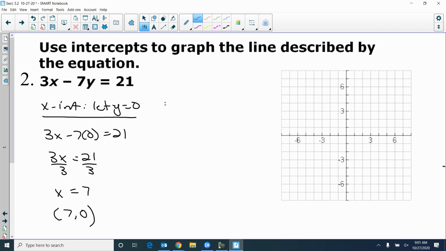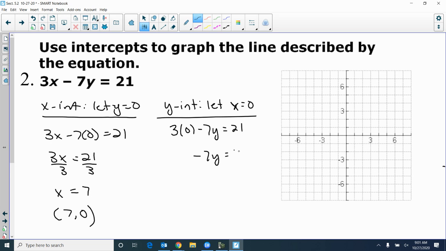And now for the y-intercept, let x equal 0. And so I get 3 times 0 minus 7y equals 21. Now that wipes it out, you get negative 7y equals 21, divide by negative 7, y equals negative 3, so (0, negative 3). All right, plot those 2 points.